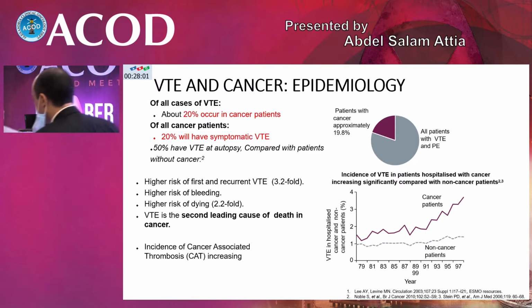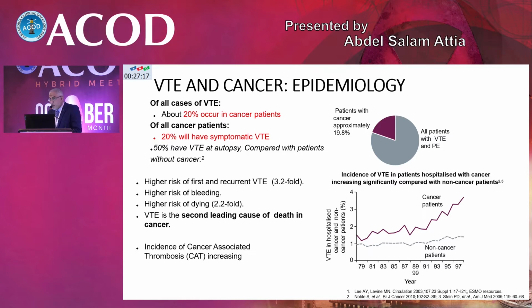Vascular thromboembolism and cancer epidemiology: about 20% of cancer patients will develop vascular thromboembolism, and 50% of vascular thromboembolism was found at autopsy compared with patients who don't have cancer. So there is a high risk of first and recurrent vascular thromboembolism, more than threefold, a higher risk of bleeding, and a higher risk of dying because of the vascular thromboembolism. So vascular thromboembolism is the leading cause of death in cancer patients.